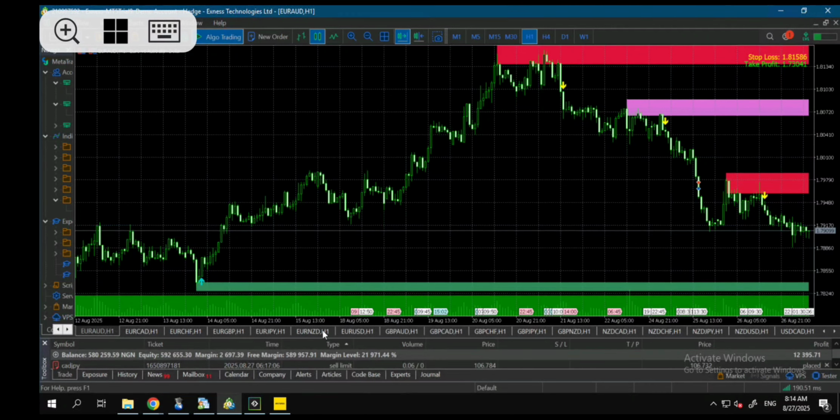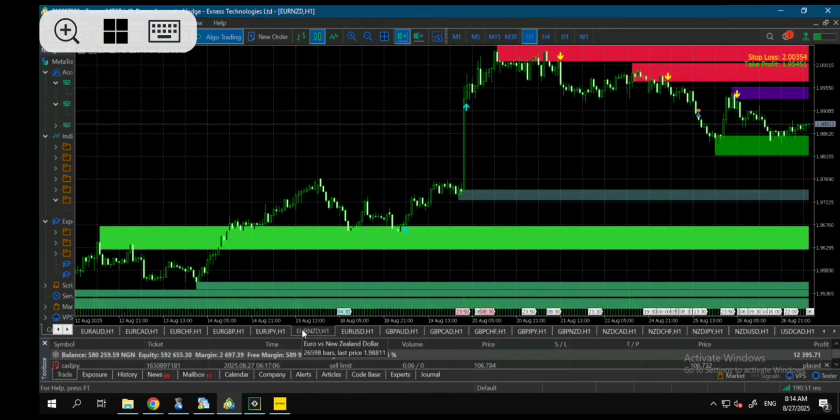In most cases, the kind of setup I like most is a pullback. Like price should head to something similar to this. Price was also buying, and then this is where the overall trend changed. This is where it changed.